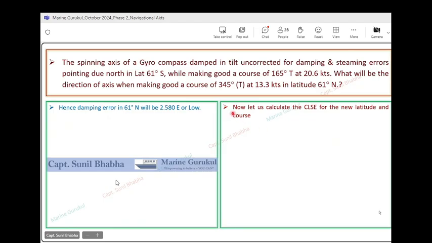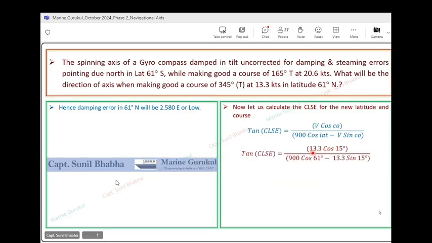Now moving further, let us calculate the CLSE for the new latitude and course. We have the damping error available now, which is 2.580 east or low as calculated in the last slide. So moving on to CLSE or the steaming error. Tangent of steaming error or CLSE is equal to V cos course divided by 900 cos lat minus V sin course. Why negative sign here? Because the course which we have, 345, has a westerly component. It's a northwest quadrant course. Whenever the course has a westerly component, we have a negative sign in the denominator.